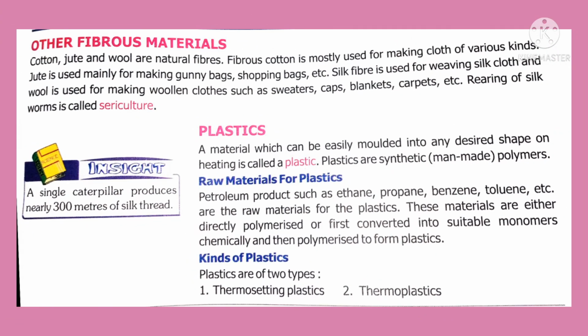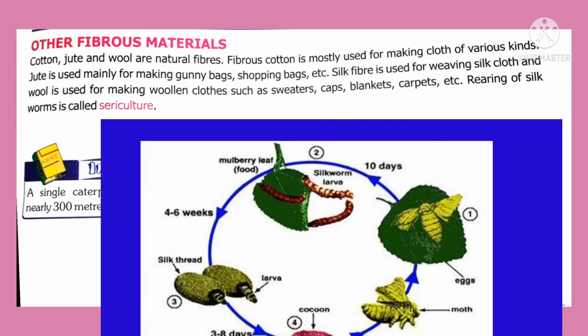Now let us move to the next topic, other fibrous materials. Jute, cotton and wool are natural fibers which are used to make different clothes, carpets, blankets, bags, etc. Rearing of silkworm is called sericulture.